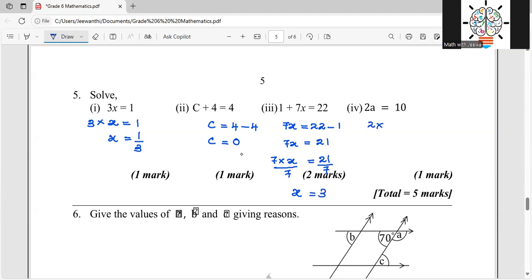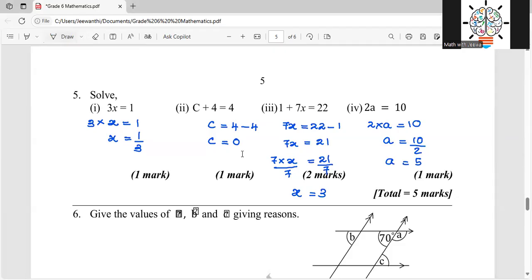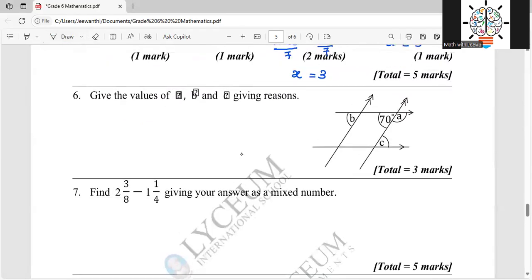Here 2 times a is equal to 10. Then a is equal to 10 divided by 2. a is equal to 5. Right? So we'll quickly double check whether we read this correctly. Yes, 1 over 3, sorry. Then 4 minus 4, 0. 21 divided by 7, 3. So then 2a is 10, a is 5, correct. So we will move to the next question here.